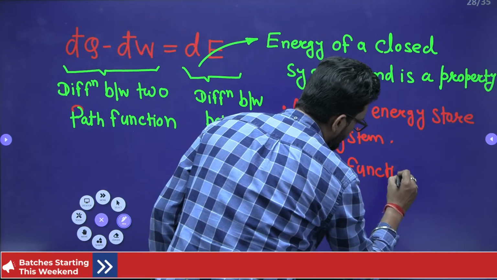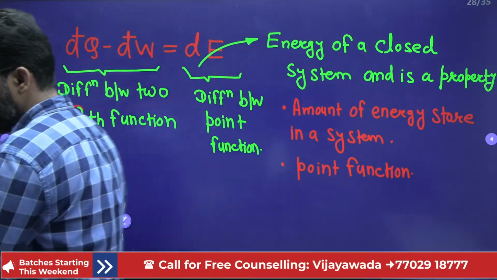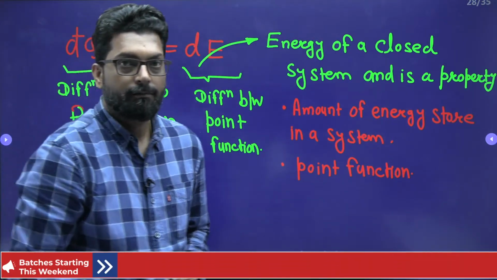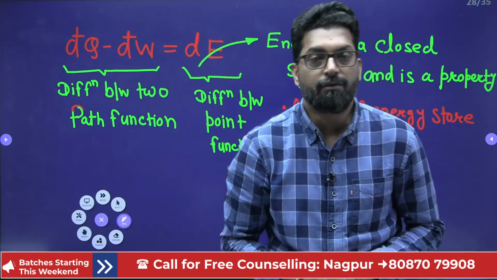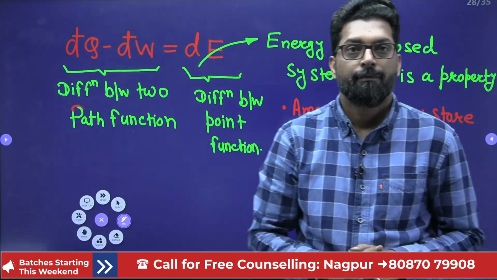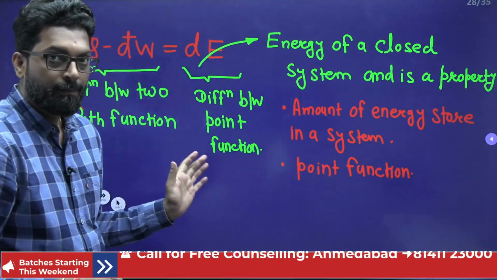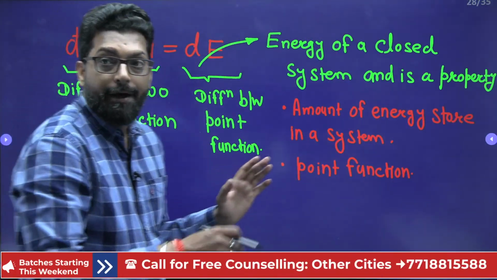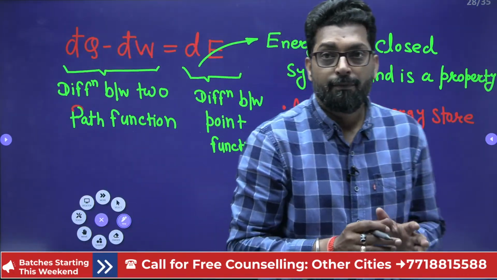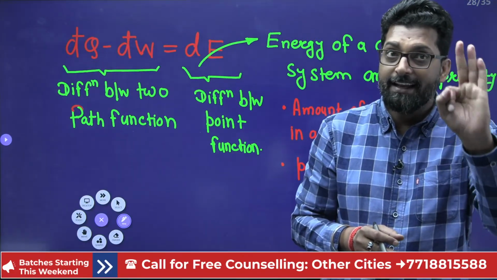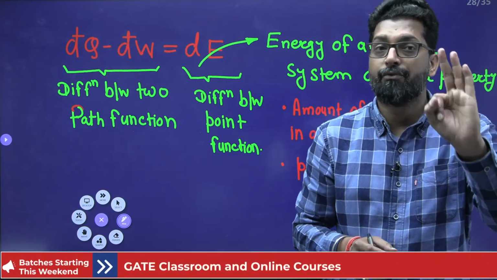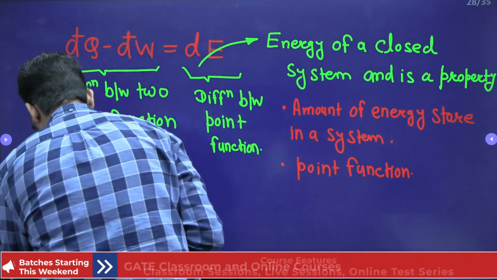Okay, that means point function. That means point function. It is clear? It is clear, beta? This is clear? So, at that time, we have three different forms of the first law of thermodynamics. What is that? Very important.